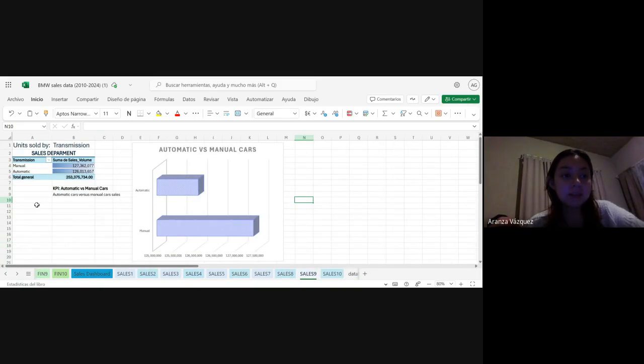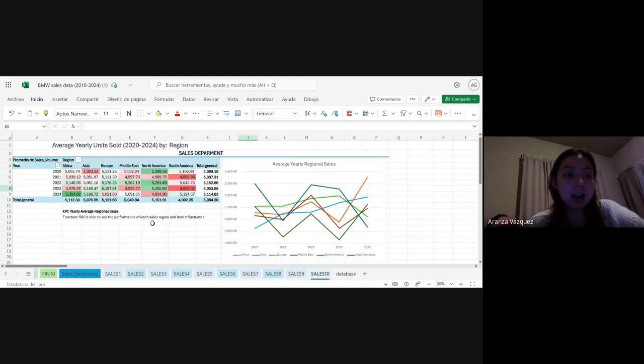Now we have units sold by transmission. Here we have automatic cars versus manual cars sales. And now we have average yearly units sold by region. Here we're able to see the performance of each sales region and how they're fluctuating over time.